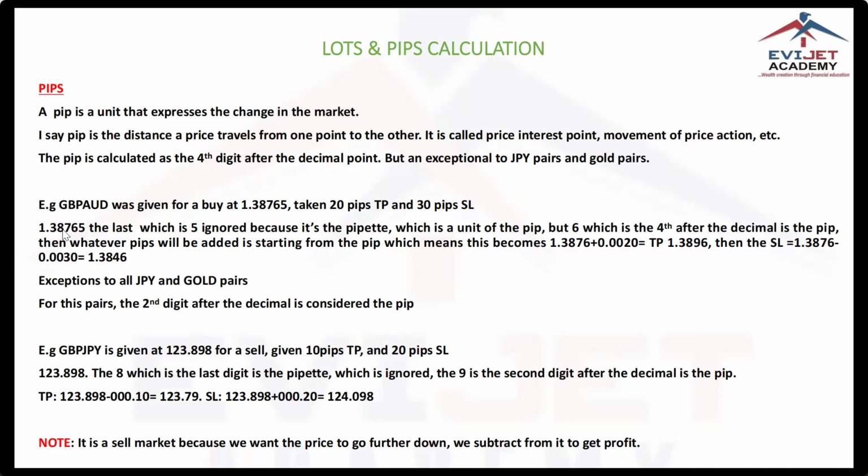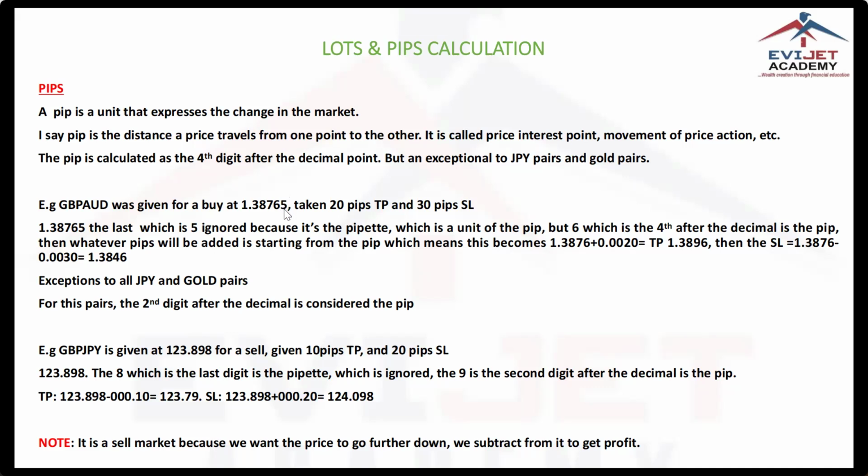Okay, so let's look at this analogy. Say 1.38765. The last digit, which is 5, is ignored because it's a pipette. In calculating pips, the last one is a 5 in the fifth decimal place. Now this 5 is insignificant in your pip calculation. You don't need it, so you remove it when you are calculating your pips, but you can as well bring it back after you have gotten your exact figure.